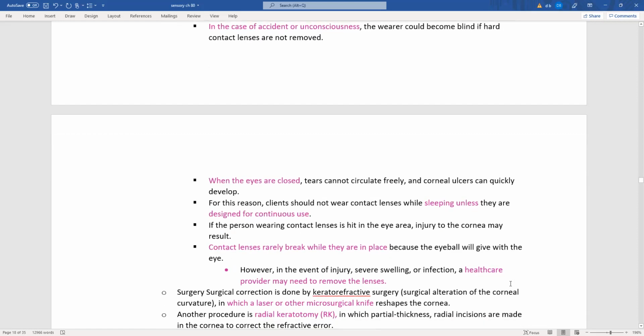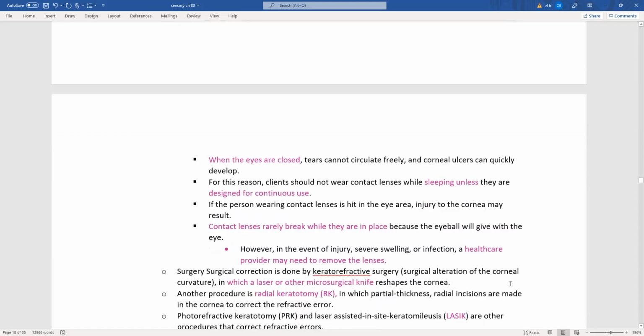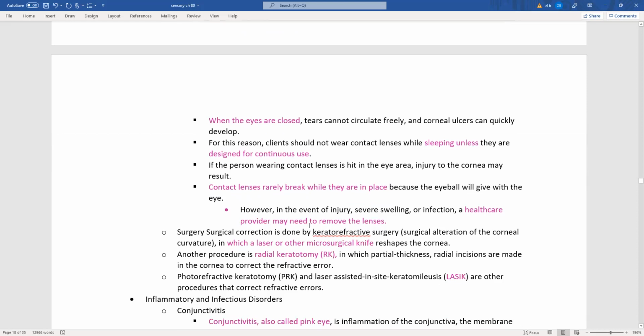Okay. What else are we supposed to know? However, in the event of injury, severe swelling, or infection, a healthcare provider may need to remove the lenses.